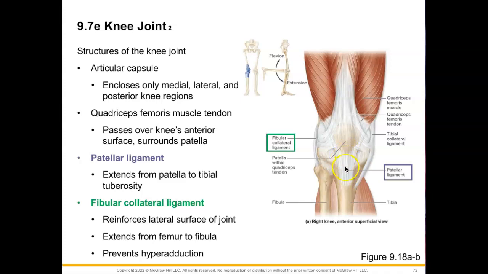This is also the ligament that is tested for reflexes. So we'll talk more about this when we discuss our peripheral nervous system. And it is attaching down here at the tibial tuberosity.